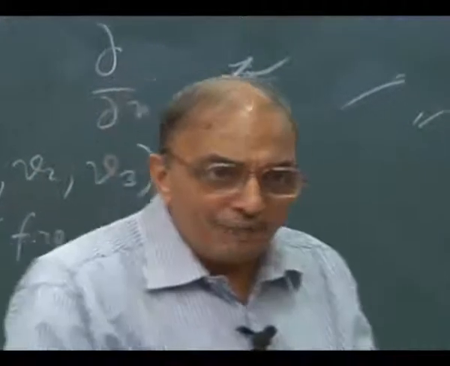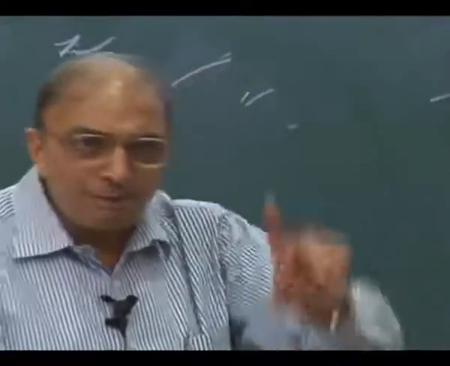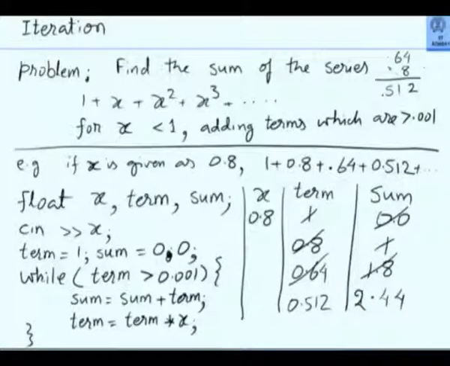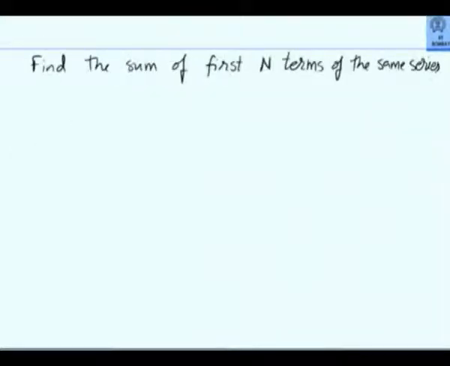But first, let me complete this part. We will come to that problem also, because that's an important issue. So, same series, 1 plus x plus x square up to x raised to n, but I want to add n terms of the same series. There are two ways of doing this.